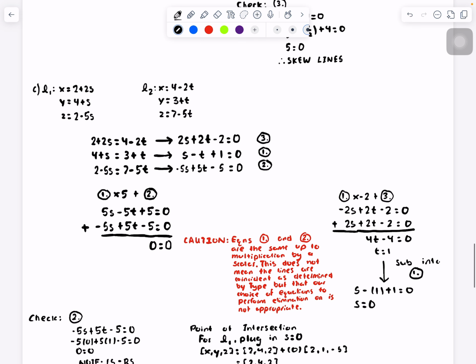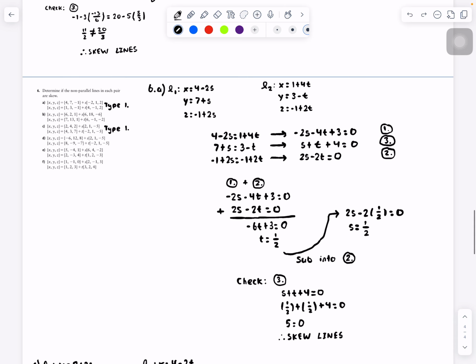Equations 1 and 2, the ones I initially chose, are the same up to multiplication by a scalar. Multiplying equation 1 by 5 will give me equation 2. So they're not unique in that sense, up to scalar multiplication. This does not mean the lines are coincident, because I determined that by classifying type. That's why classifying type is so important.